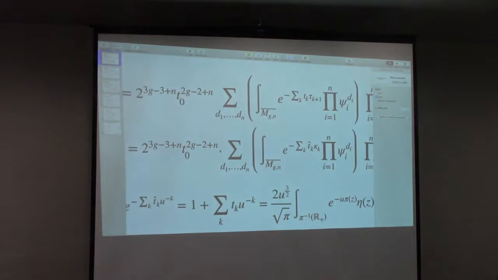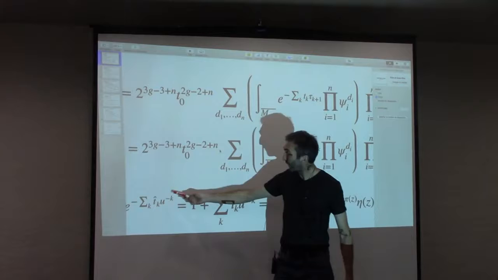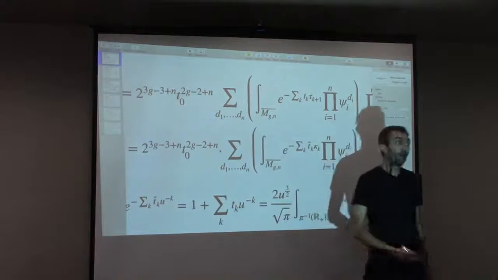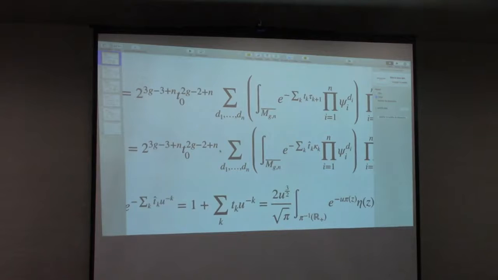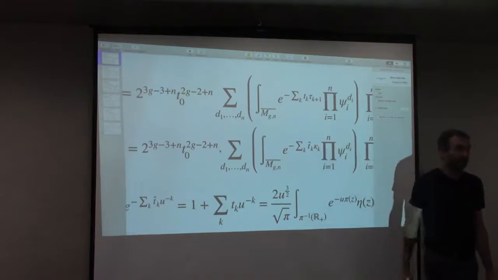I also define some other coefficients, t hat k's. Basically, the series sum of t hat k's u to the minus k is the log of the series of 1 plus the sum of tk u to the minus k. So it's just a change of variable between the tk's and the t hat k's. The t hat k's are combinations of the tk's, or vice versa, the tk's are combinations of the t hat k's. But these are the coefficients that you need for the kappa classes.